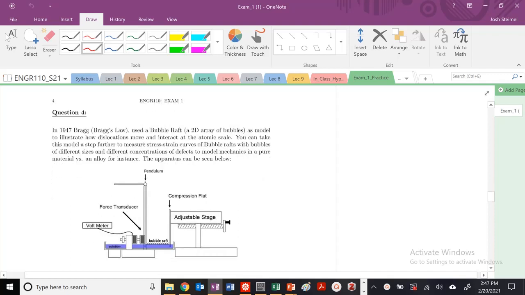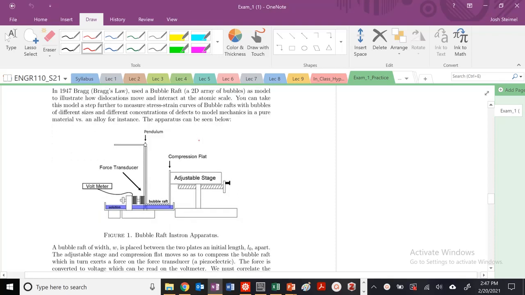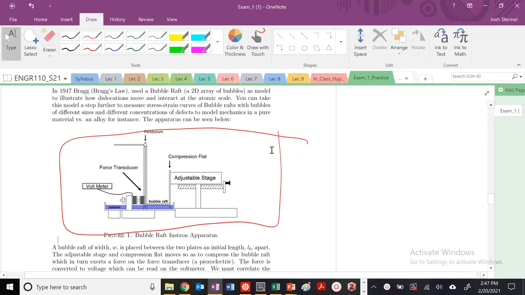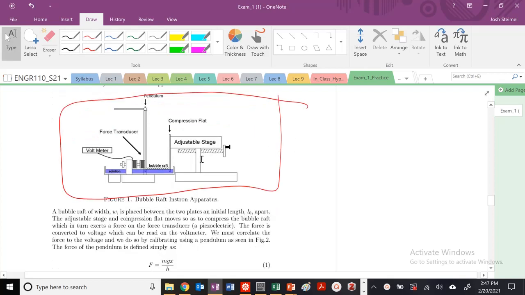Problem, which is question 4, the Bragg's law bubble raft. In 1947, Bragg used this bubble raft to model how dislocations move, and you can actually measure stress-strain curves. It's a fun lab that I used to run when I was a TA in my graduate school days. Anyways, the apparatus can be seen below.